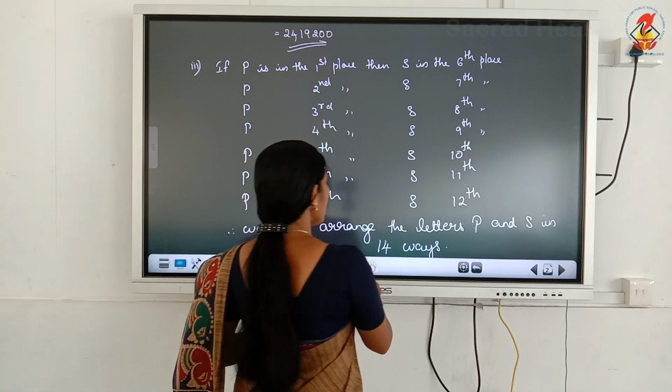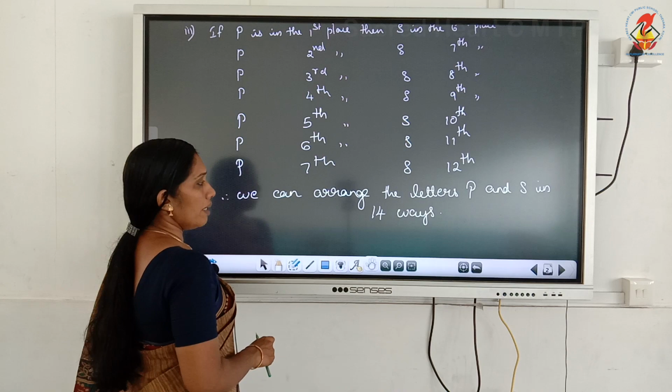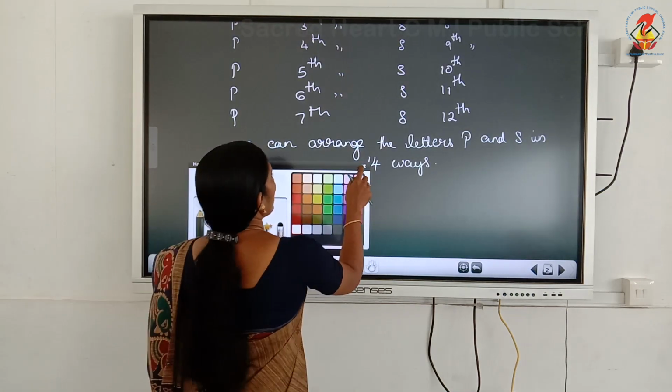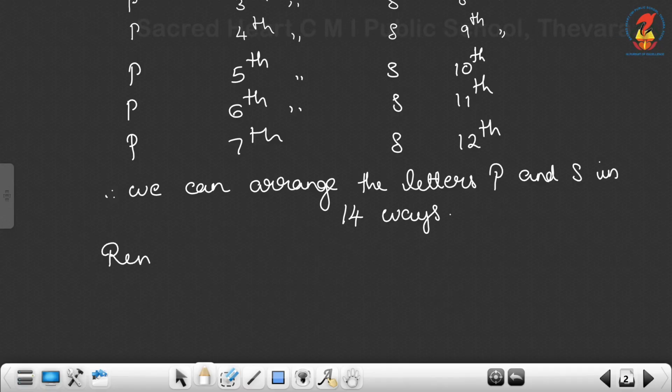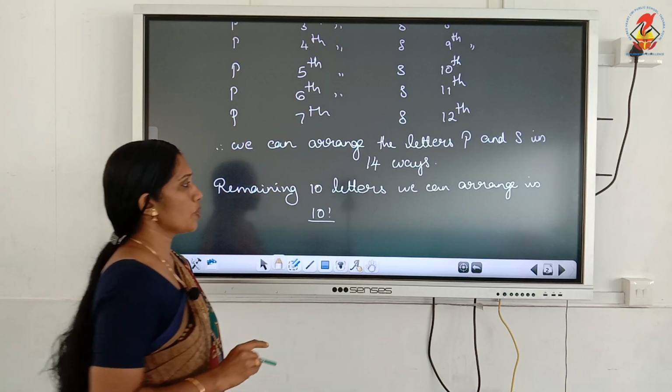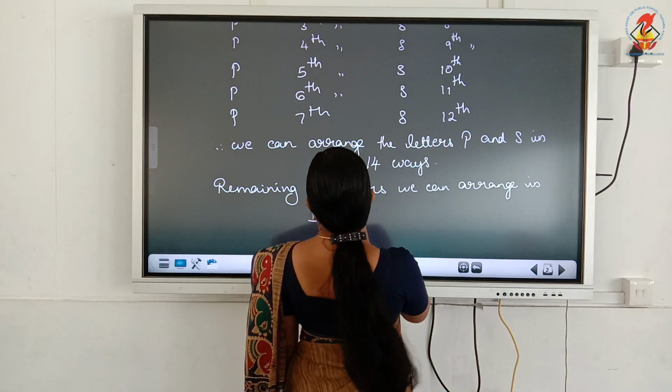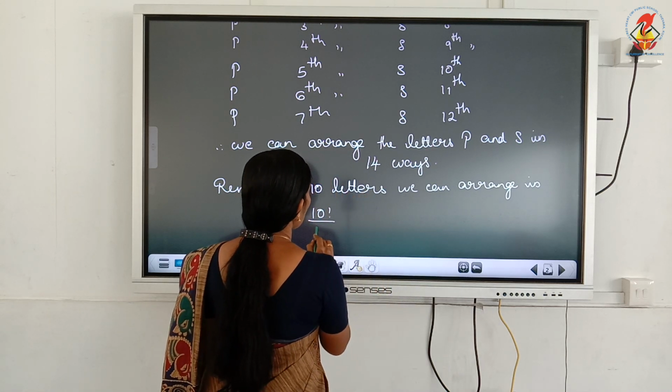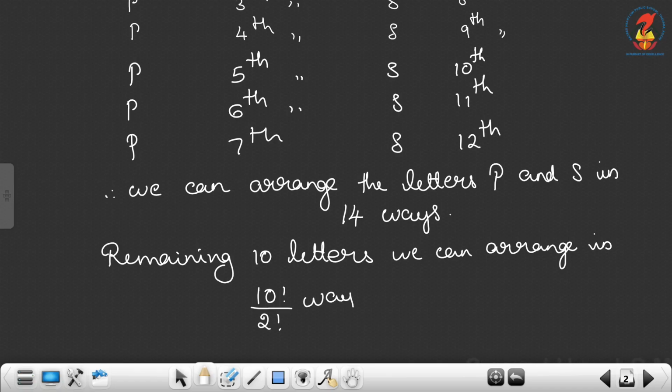Now what about the other letters? Remaining we have 10 more letters. Remaining 10 letters we can arrange in how many ways? 10 factorial ways, but T appears twice. So 10 factorial by 2 factorial ways.